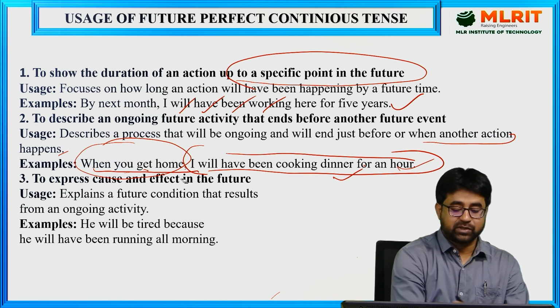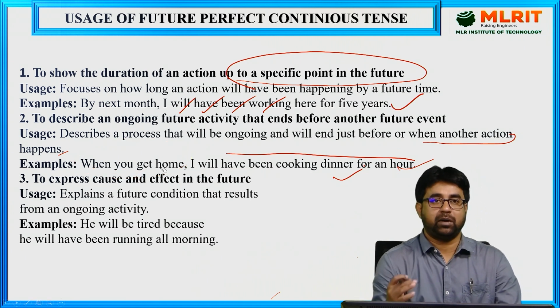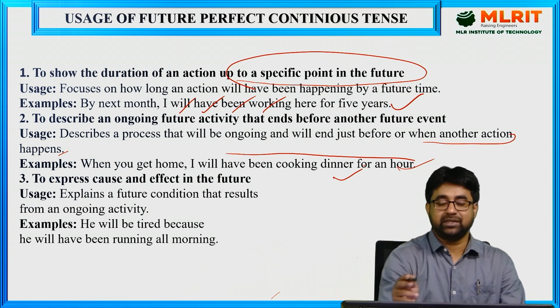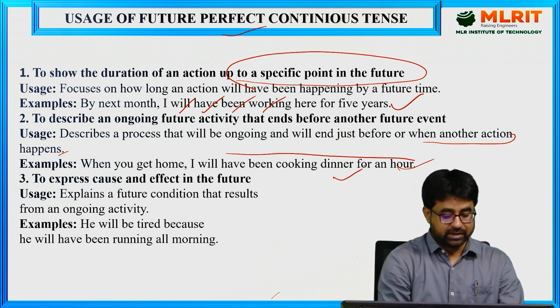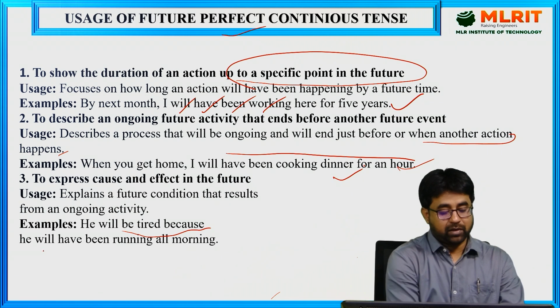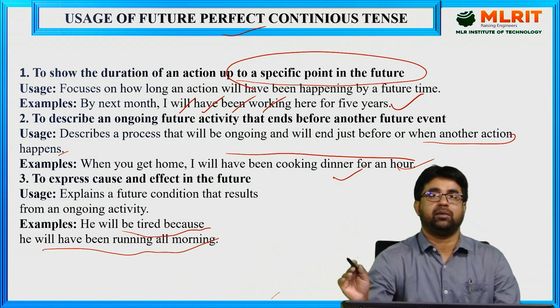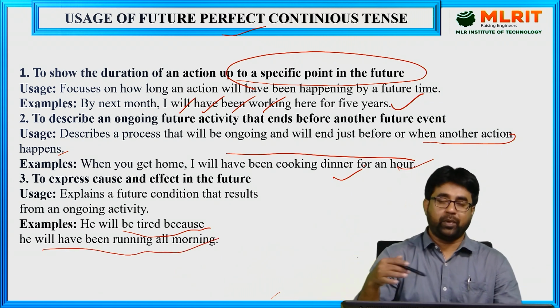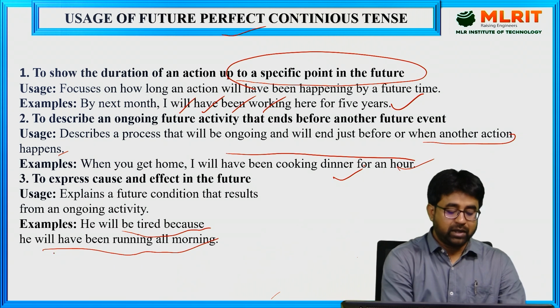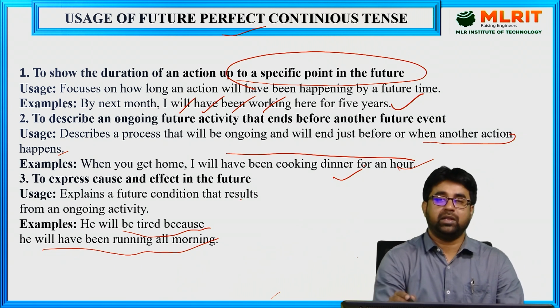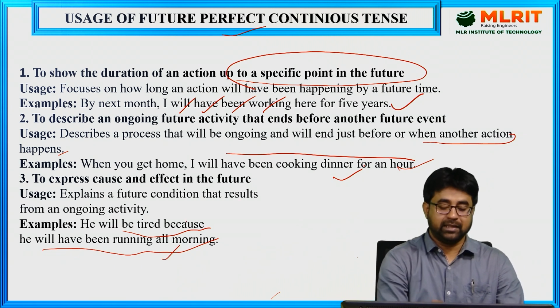Now, to express cause and effect in the future, if we talk about cause and effect in future, then also we use this perfect continuous tense. He will be tired because he will have been running all the morning. Cause and effect in the future. Why would he be tired? Because he will have been running all the morning. This is the effect, and this is the cause.